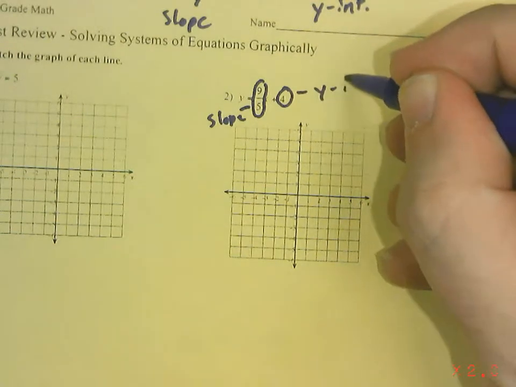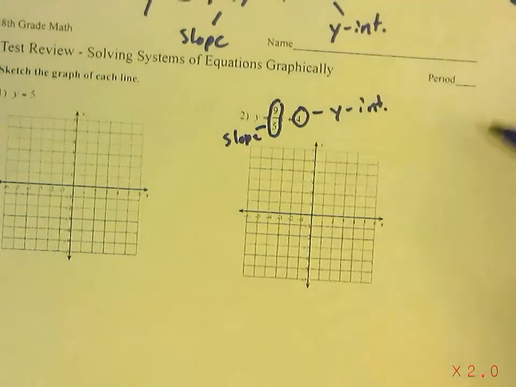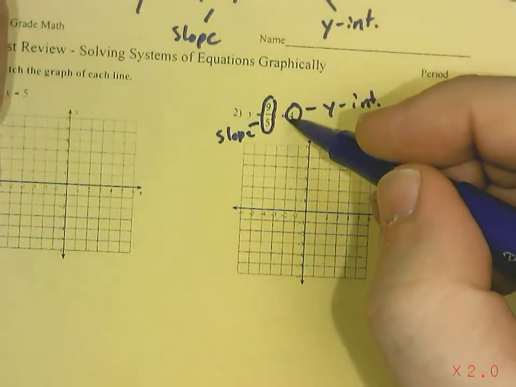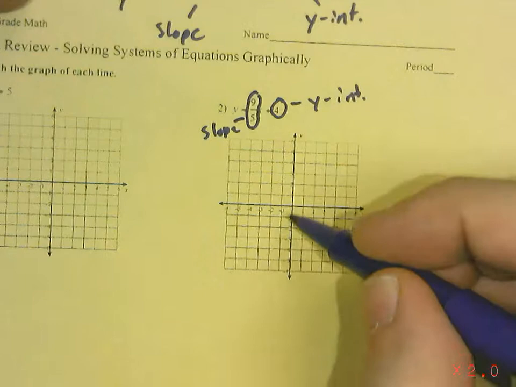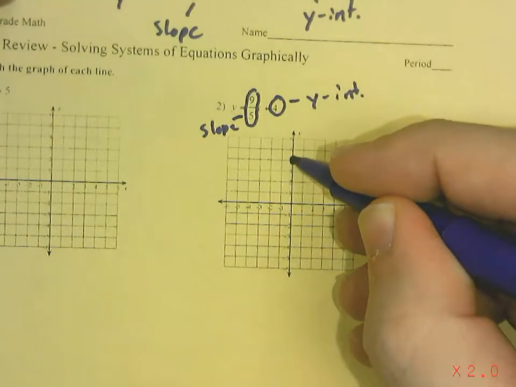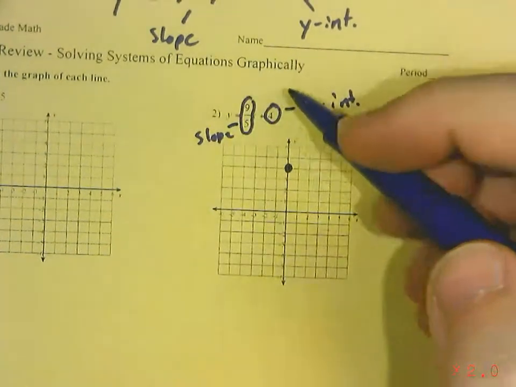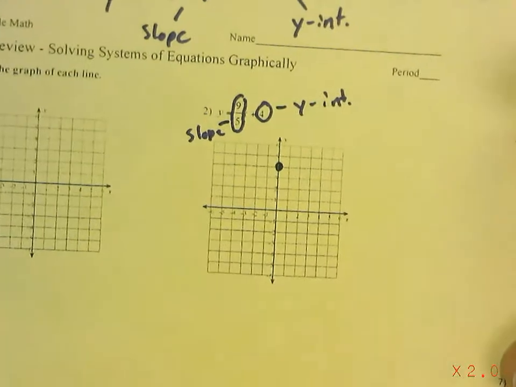So that's our y-intercept. When we graph, we always start at our y-intercept. So we're going to go to positive 4 on the y-axis, and that is the point at which our line is going to cross the y-axis. So I'm going to start right there. Now, slope is 9 over 5, so that is a positive number.